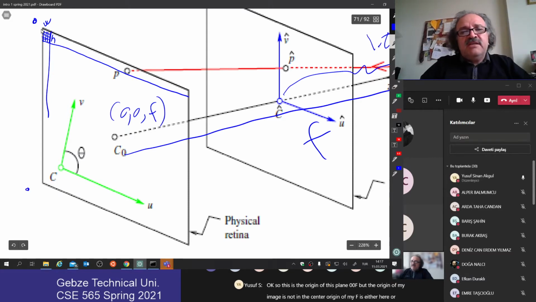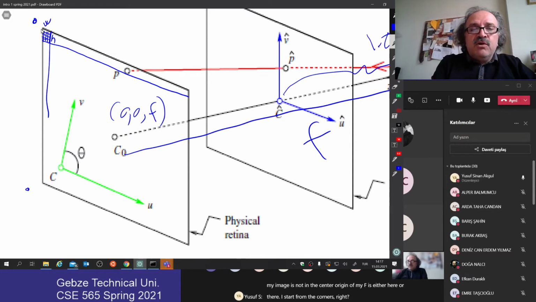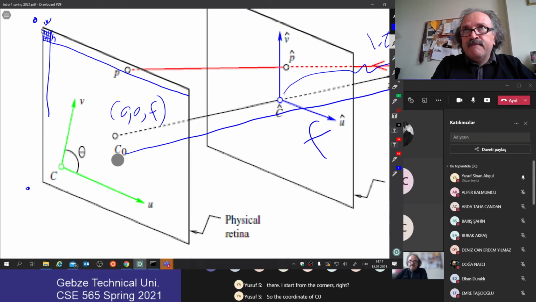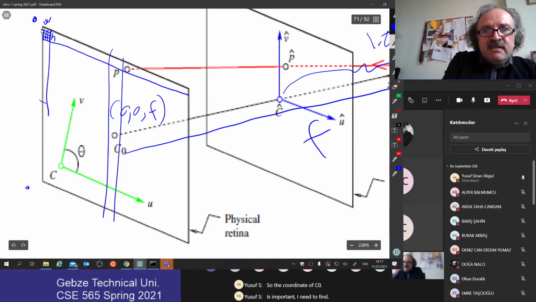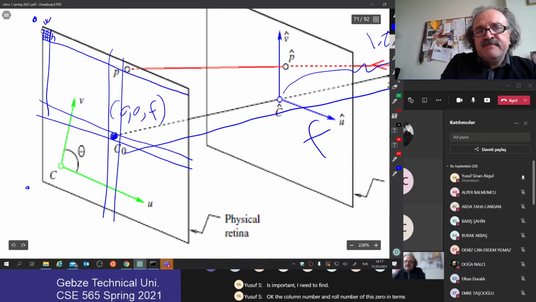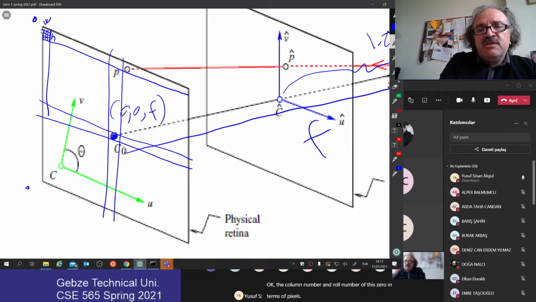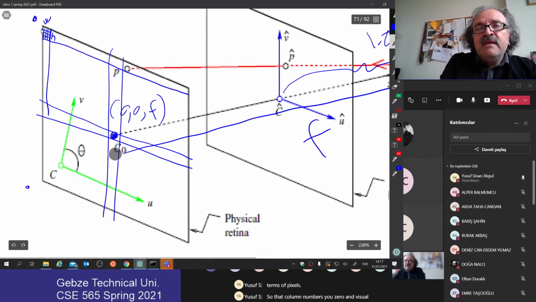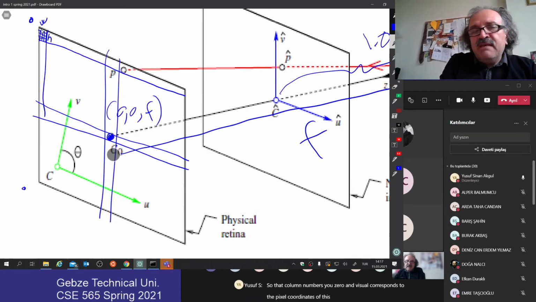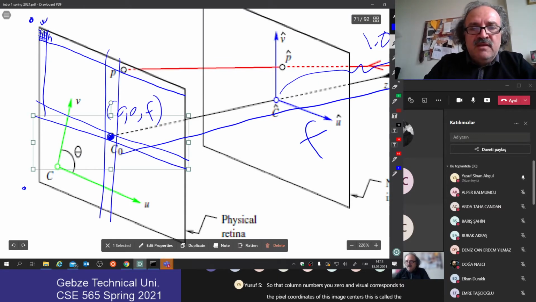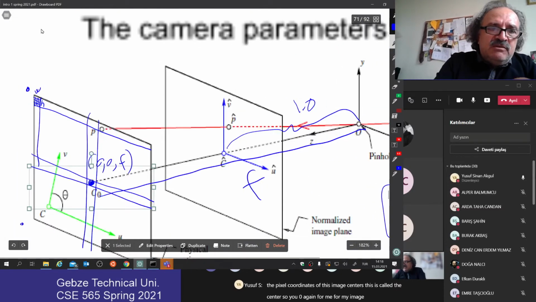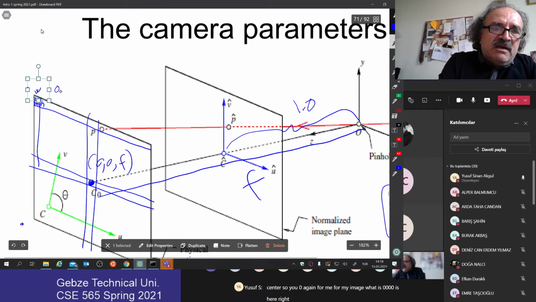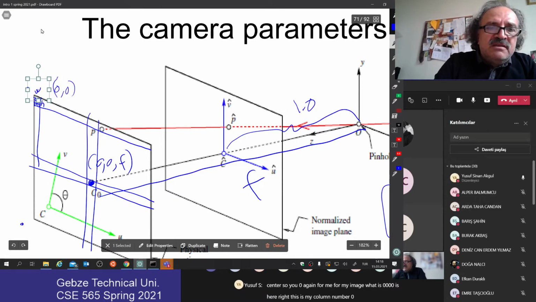I start from the corners, right? So the coordinate of C0 is important. I need to find the column number and the row number of this 0 in terms of pixels. So that column number U0 and V0 corresponds to the pixel coordinate of this image center. This is called the image center. So U0, for my image, what is 0, 0? 0, 0 is here, right? This is my column number 0, row number 0, right?